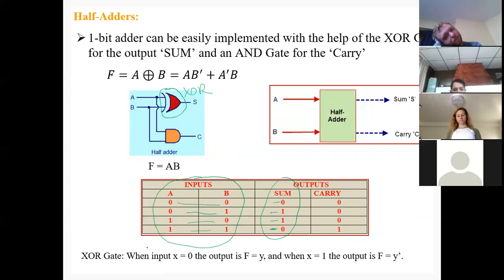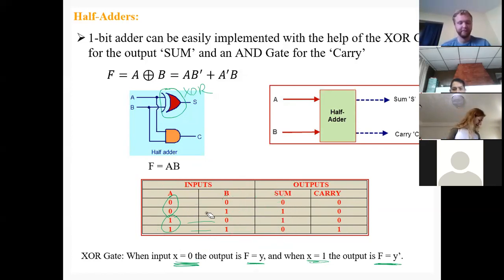Because in the XOR gate, when the X input is 0, the output is Y. When the X input is 1, then the output is Y prime. That's exactly what we have here, right? When this is 0, we have the output exactly the same as B. When one of the inputs is 1, then the output is exactly the complement of this guy. 0 becomes 1, 1 becomes 0. Okay, that's why this is an XOR gate.